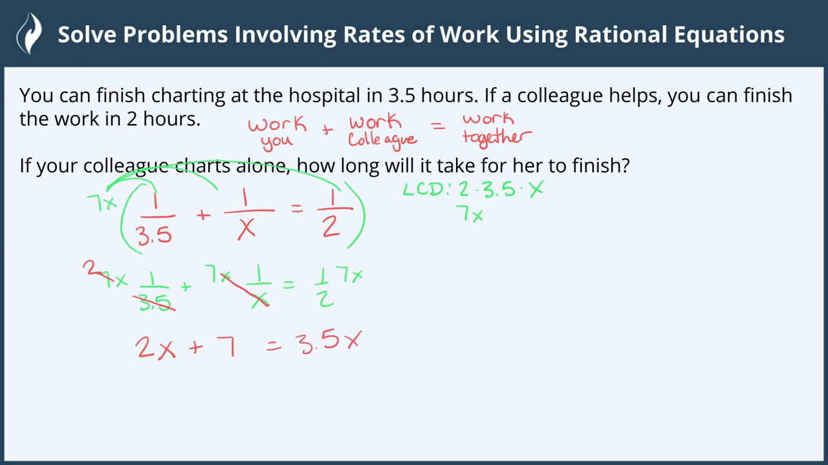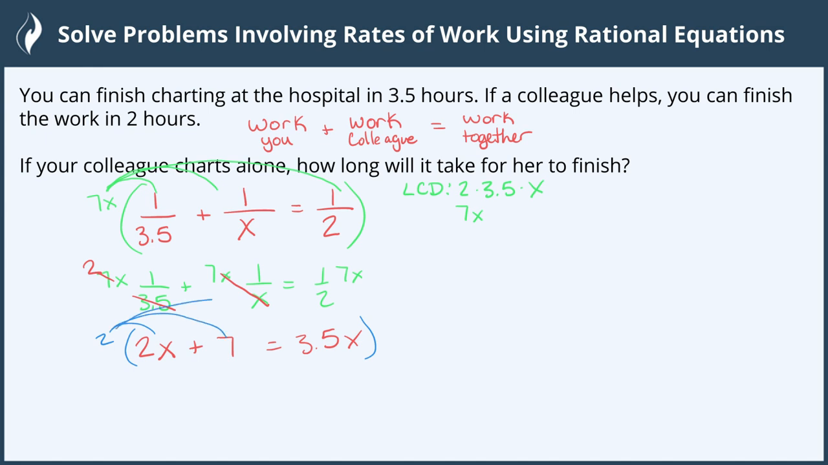3.5x. Now, we still have this pesky decimal here, so let's go ahead and multiply the entire equation by, we could pick 10 or 2, because 0.5 is 1/2. So multiplying it by 2 will get rid of that. Multiplying it by 10 will move the decimal place over. And I'm in favor of having smaller numbers. So let's multiply everything by 2.